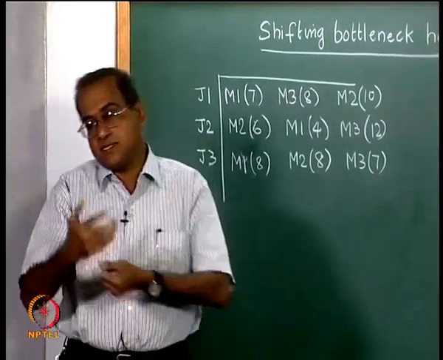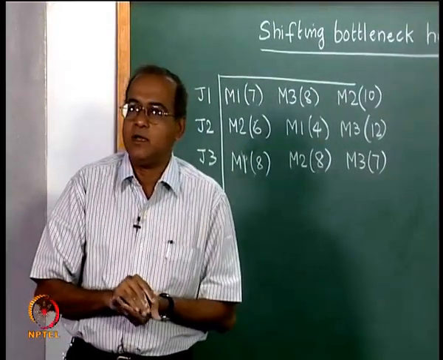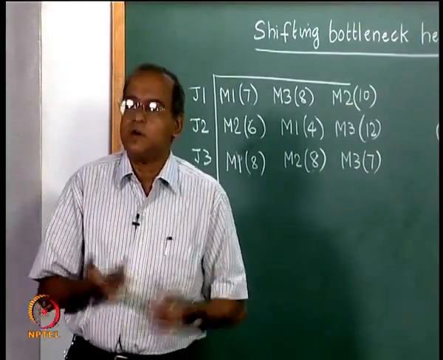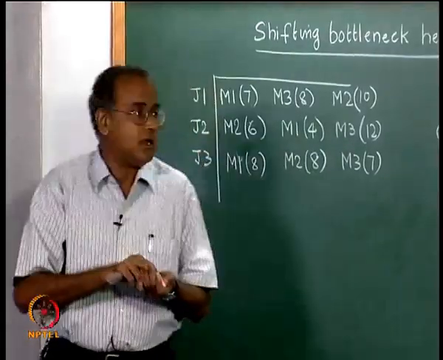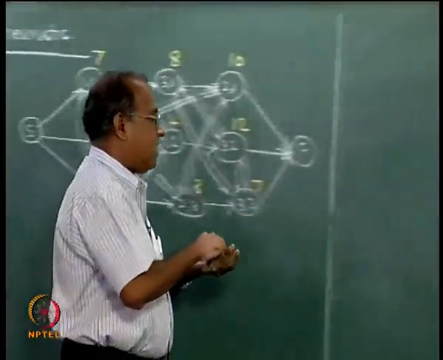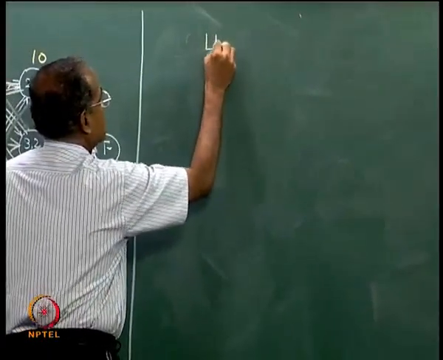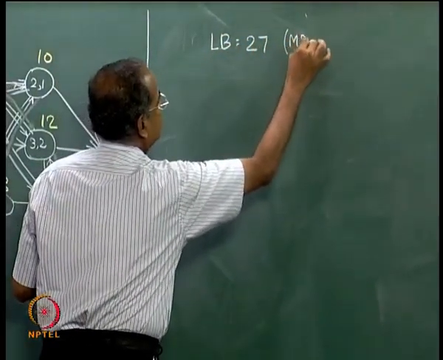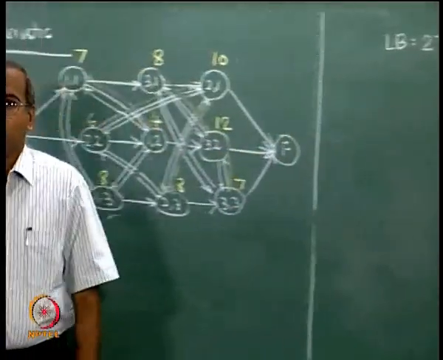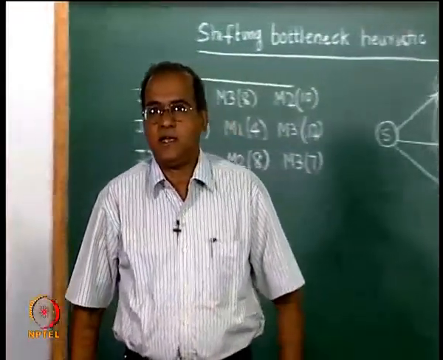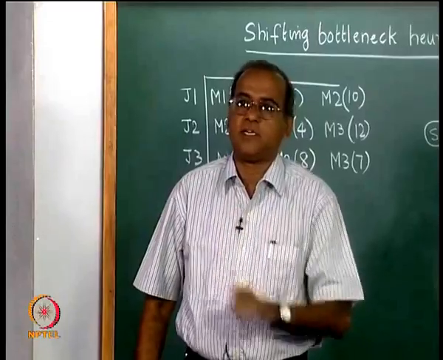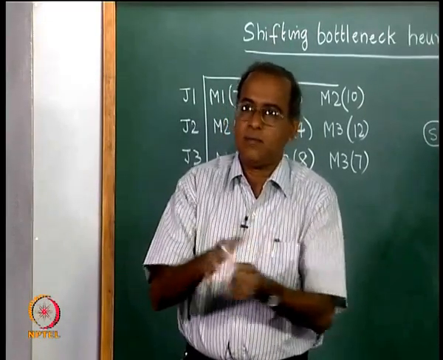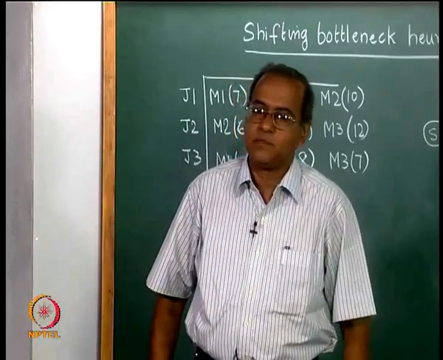Now, we can say that since M3 alone requires 27, obviously the makespan has to be greater than or equal to 27. So, we start with a lower bound on the makespan as 27, which is for M3, and then we identify M3 as the first bottleneck machine because it has the highest load amongst the 3 machines.